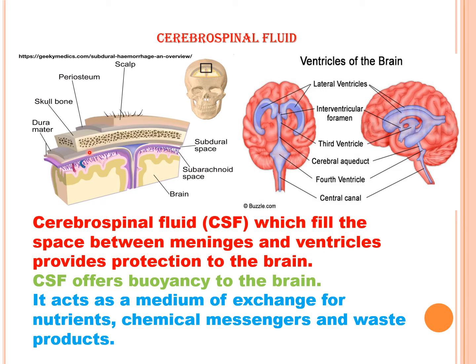In this diagram, the grey colored protective layer that you can see here is called the dura mater. This dark purple colored layer is called the arachnoid matter, and the light purple colored layer is called the pia mater. So these are the three protective coverings of the brain which are called the meninges. Now the space between the dura mater and the arachnoid matter is called the subdural space, and the space between the arachnoid matter and the pia mater is called the subarachnoid space. Both the subdural space and the subarachnoid space are filled with cerebrospinal fluid.